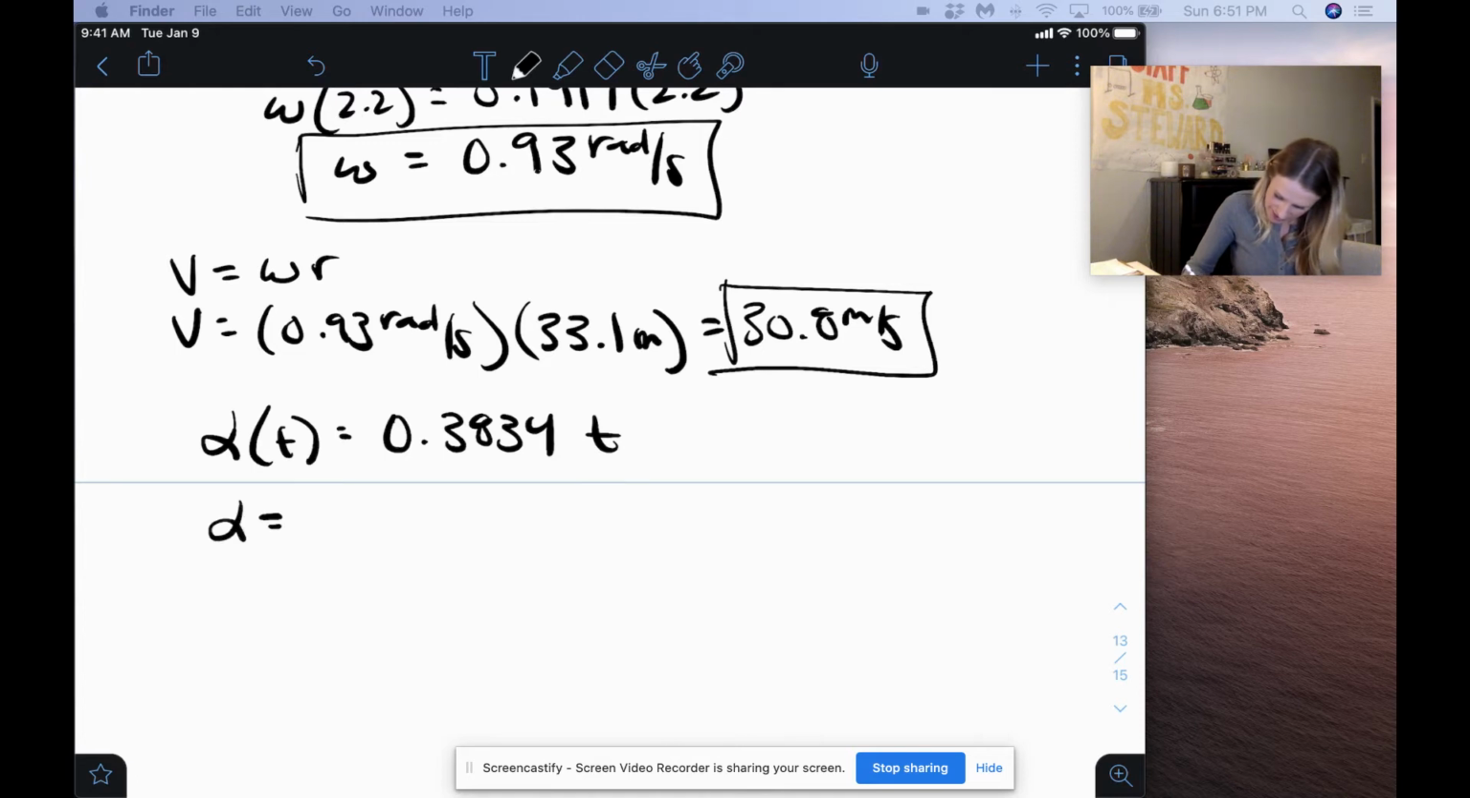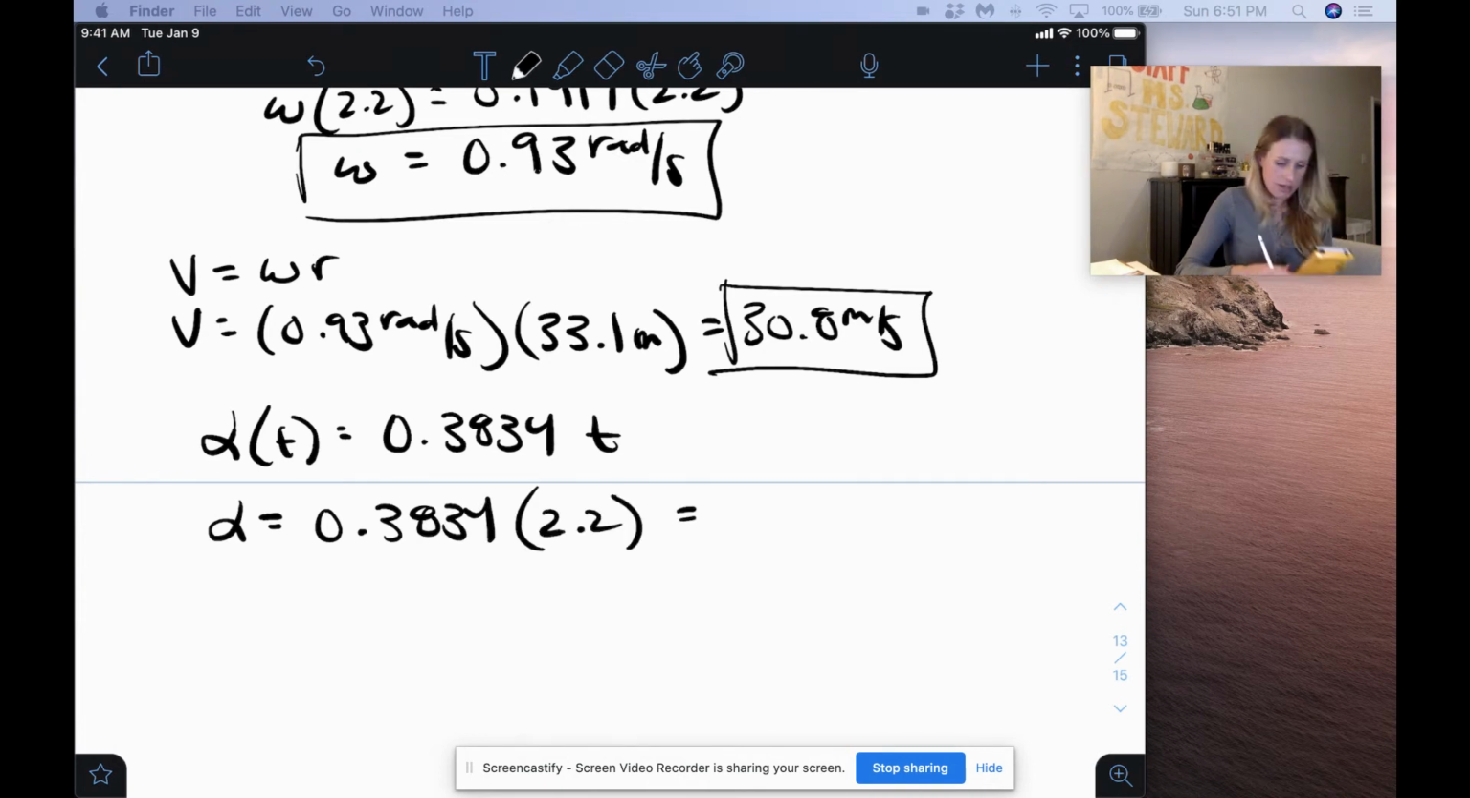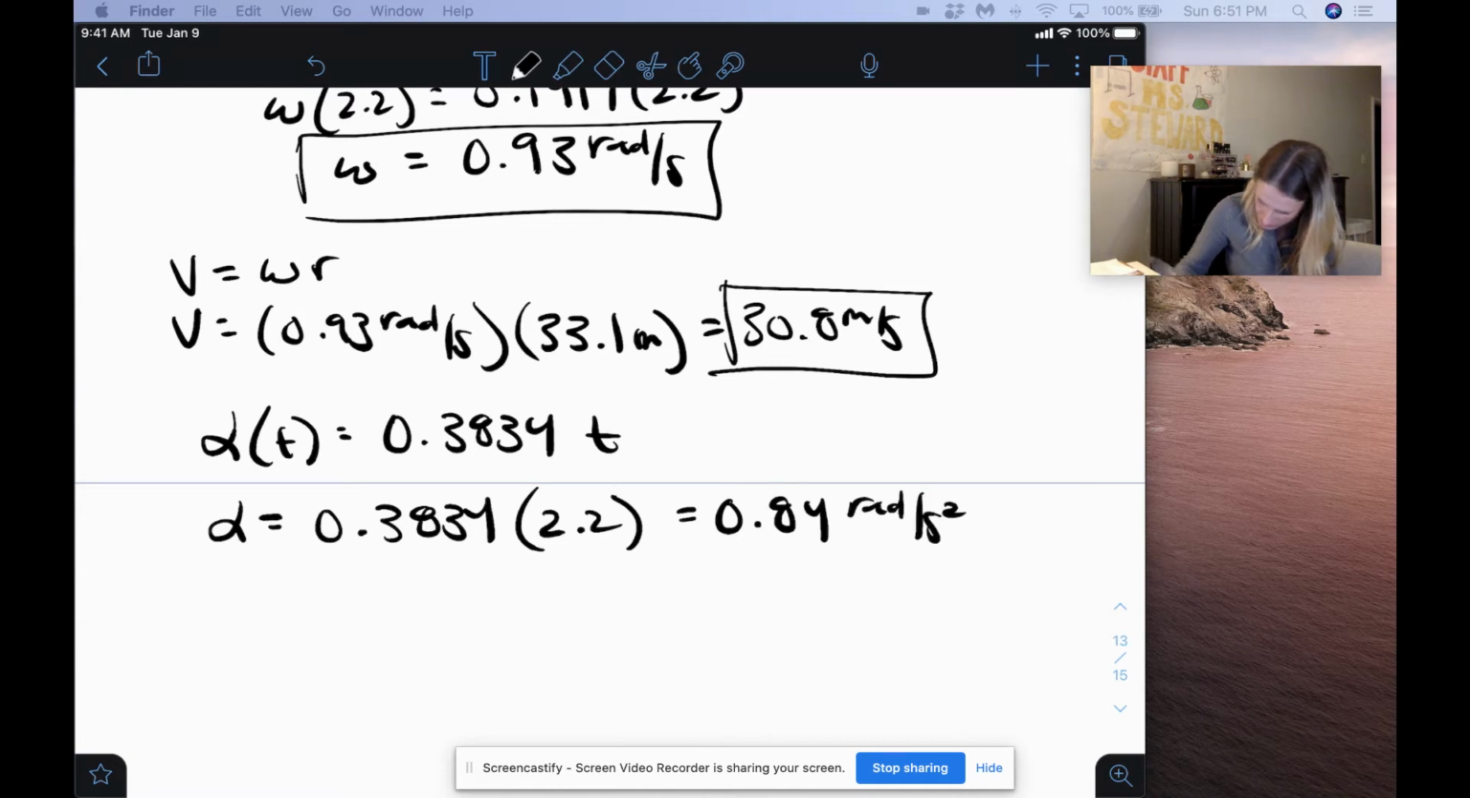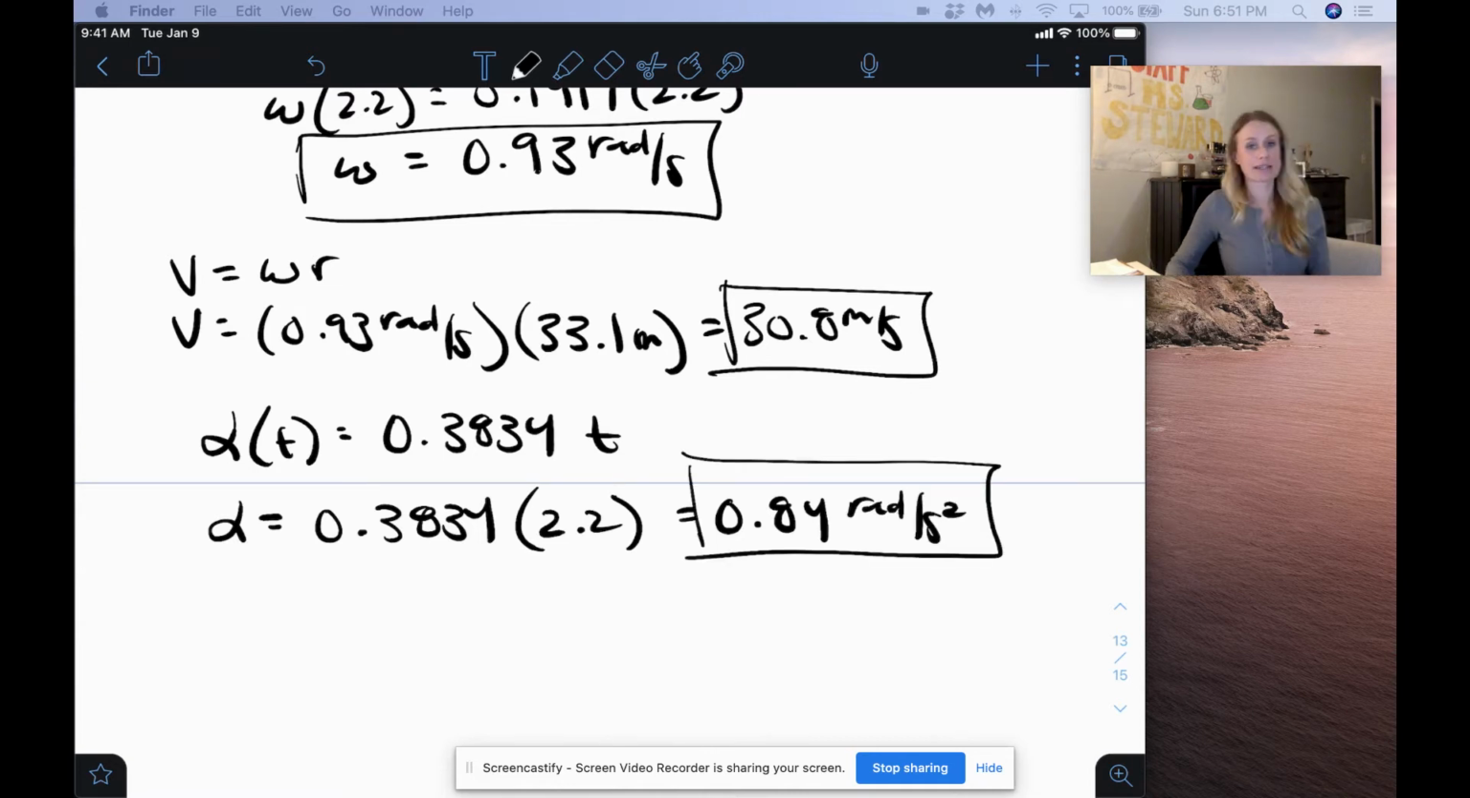So the angular acceleration is equal to 0.3834 times 2.2, which ends up being 0.84348. So about 0.84 radians per second squared. That's our angular acceleration.